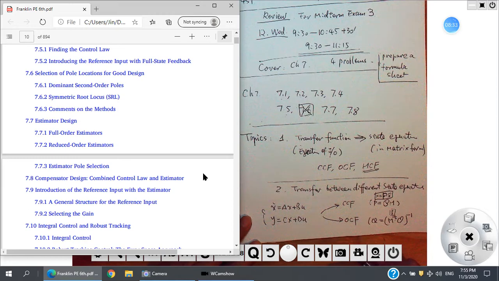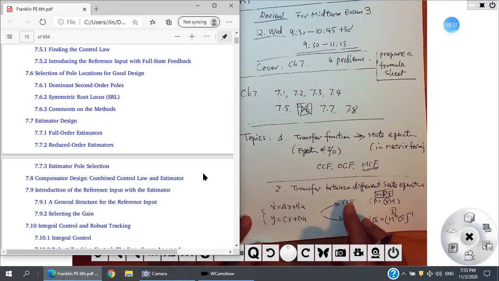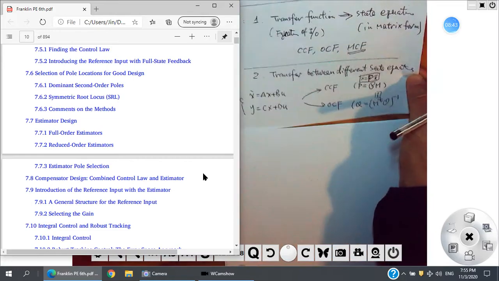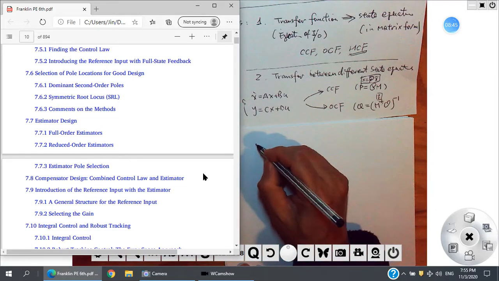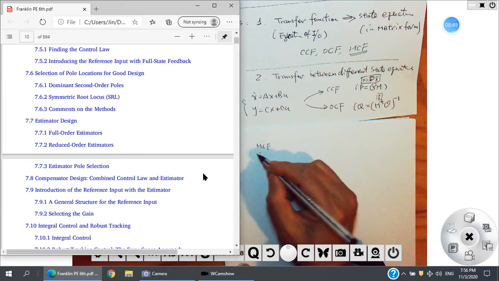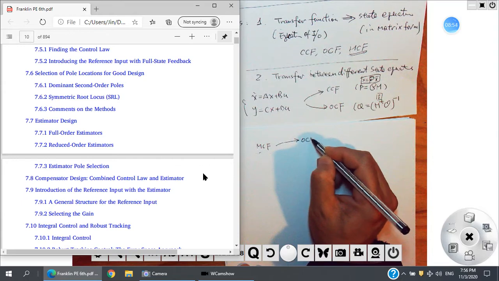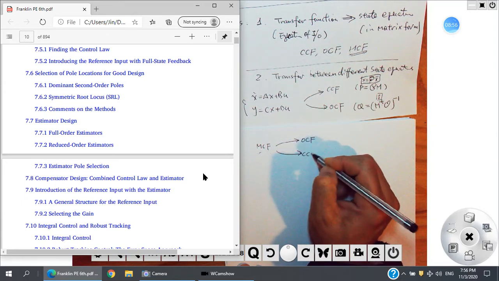Right? Okay. This is from arbitrary to CCF or OCF. Then how about MCF? For MCF, you can consider this as an arbitrary one. Then we can transfer it to OCF or CCF. Right? We can do this.